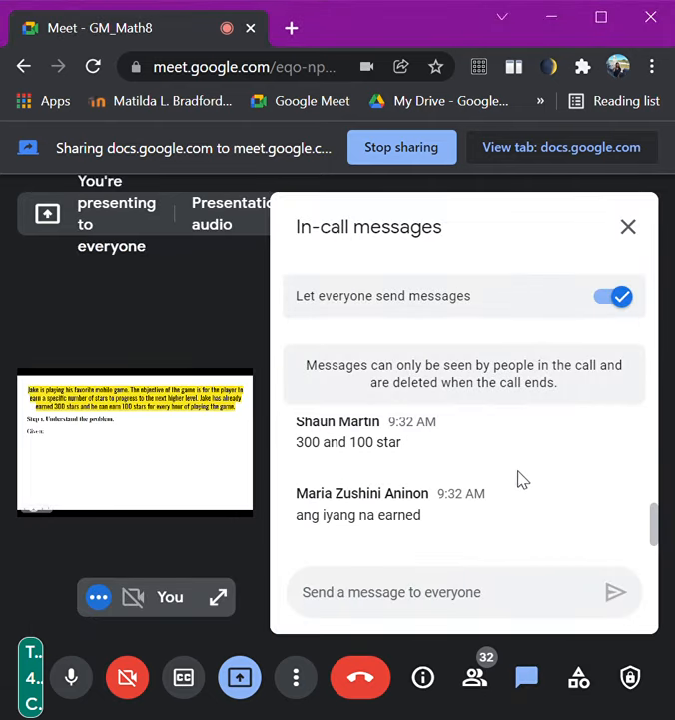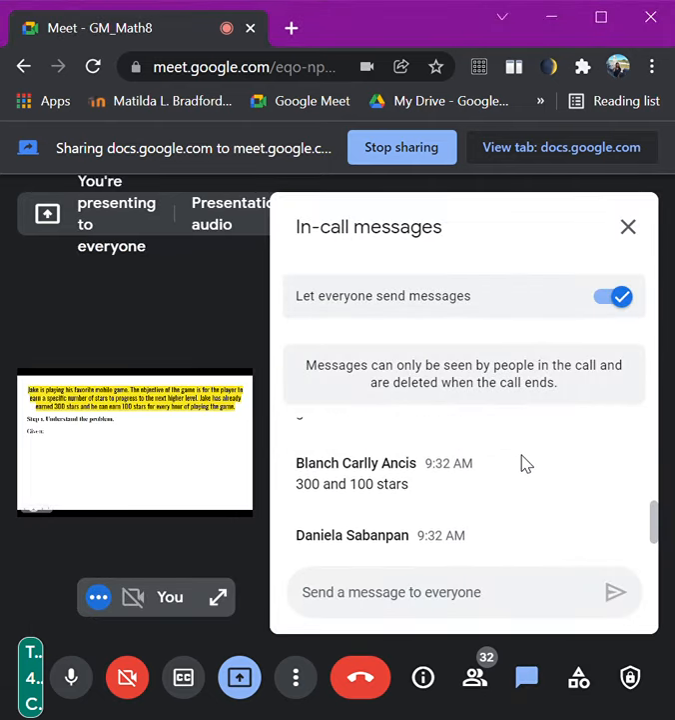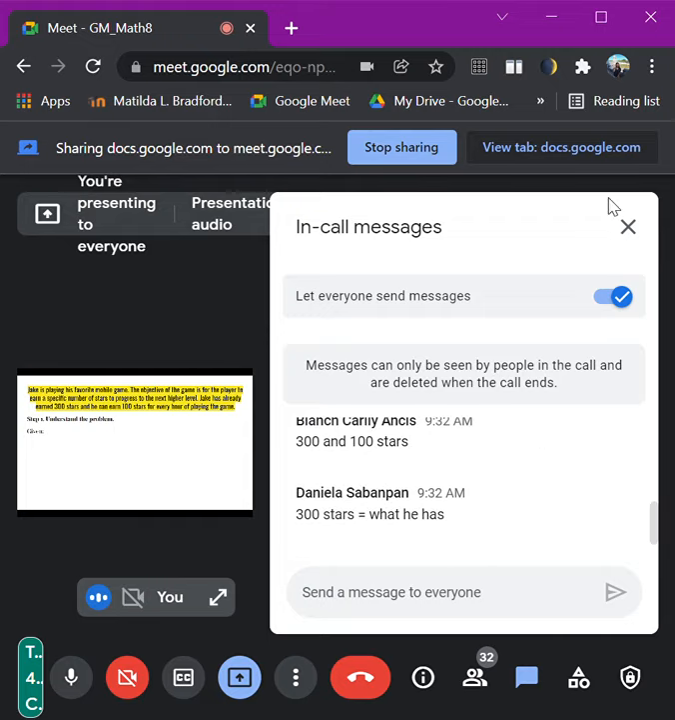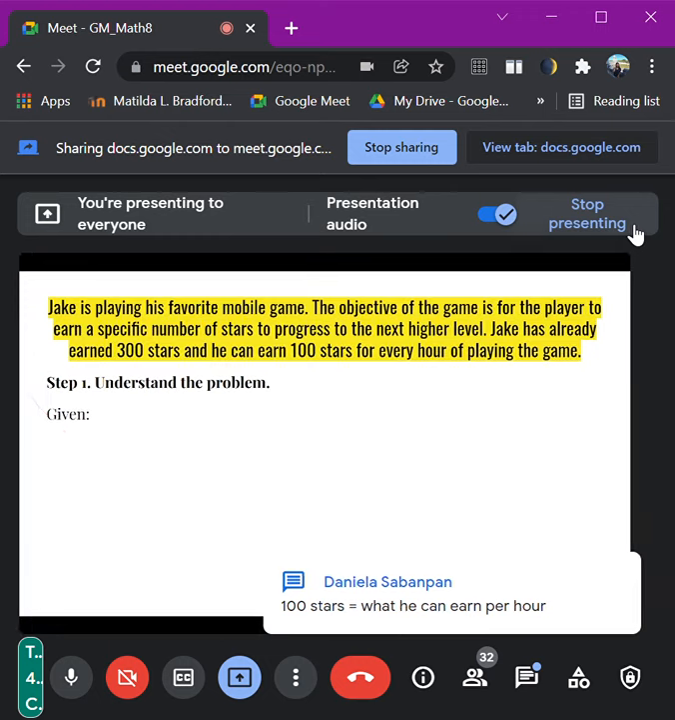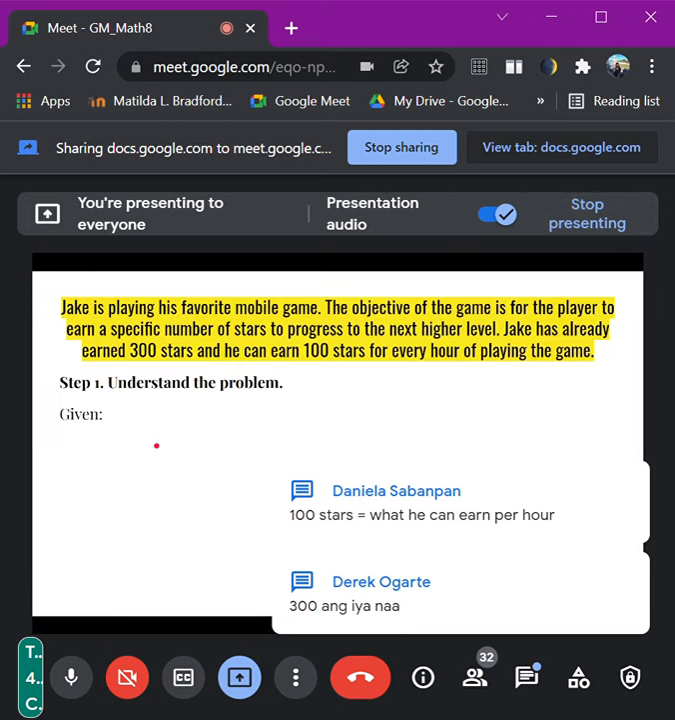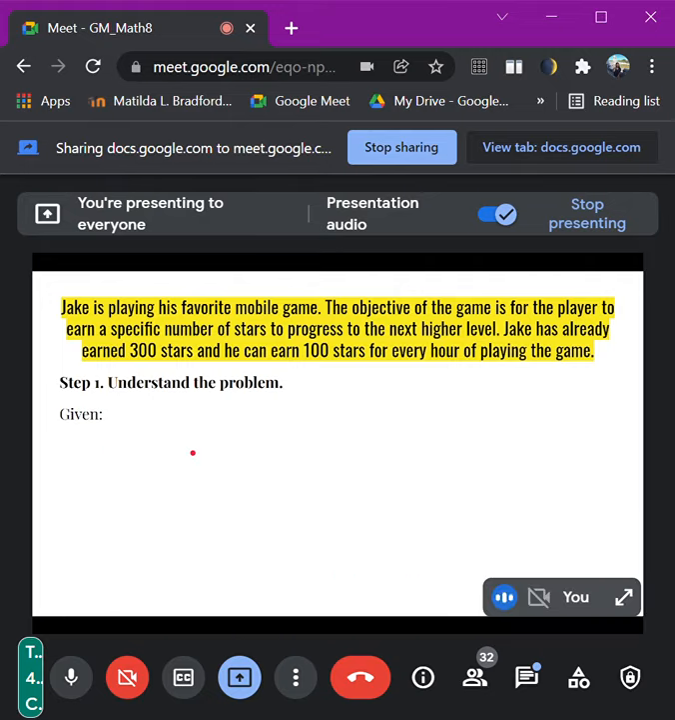Okay. Ang iyang na-earned. Okay, very good. So, you have there or 300 stars is equivalent to what he has. Or, and then we have for 100 stars, that is what he can earn. Okay, very good. So, you have there class, Jake has 300 stars. Okay, Jake has 300 stars.